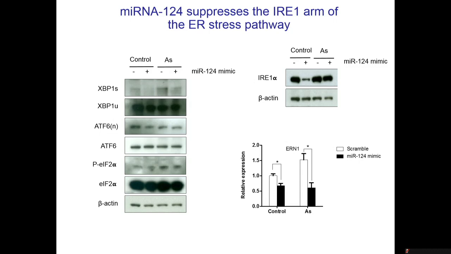So here, what we show is that we went into the cells which have this microRNA, and then we want to see which specific branches of the ER stress pathway is being perturbed. We were able to identify the IRE1, XBP1 branch. Remember, there are 3 branches of the ER stress response, and we show that it only affected the IRE1 pathway here.